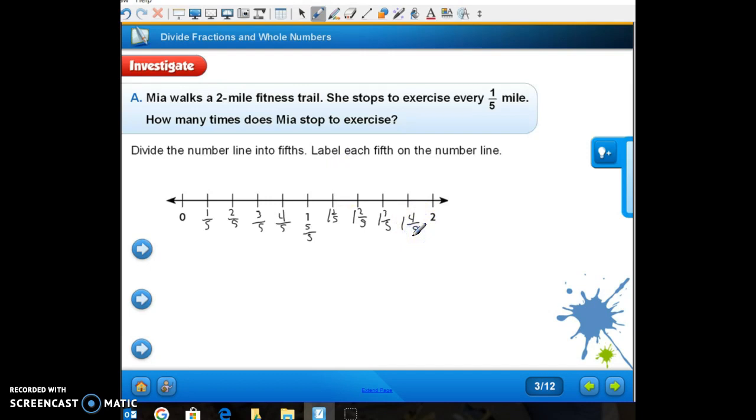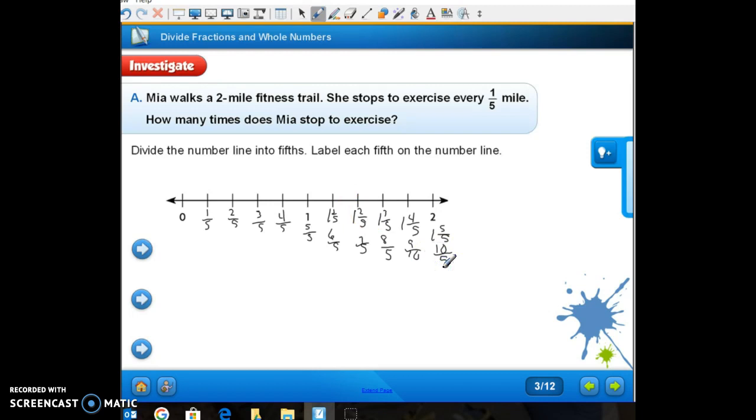And then we're going to be at 2, which, if we were labeling in fifths, would be 1 and 5/5. Or how many fifths? How many fifths is 1 and 1/5? 6/5. 1 and 2/5? 7/5. 1 and 3/5? 8/5. Oops, went the wrong denominator there. 1 and 4/5 is 9/5, and 2 would be 10/5, right?